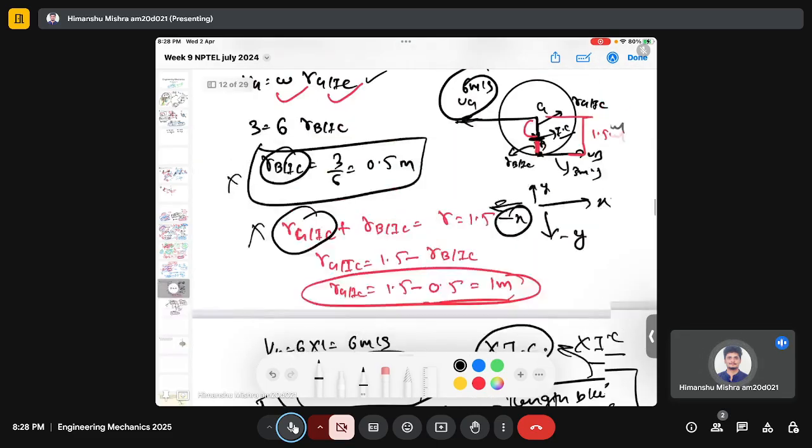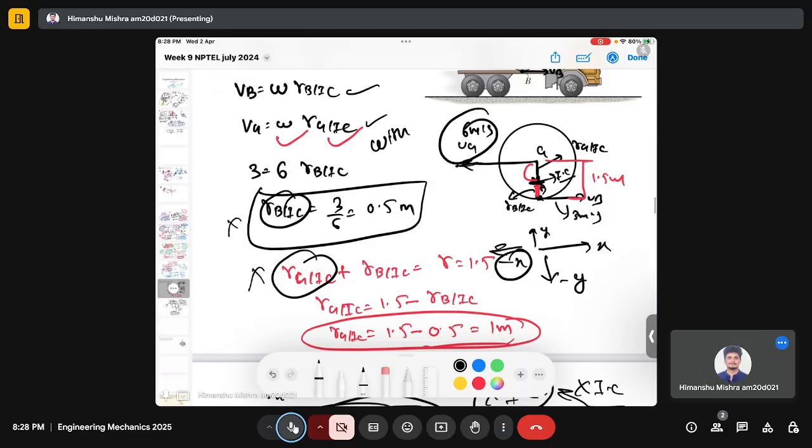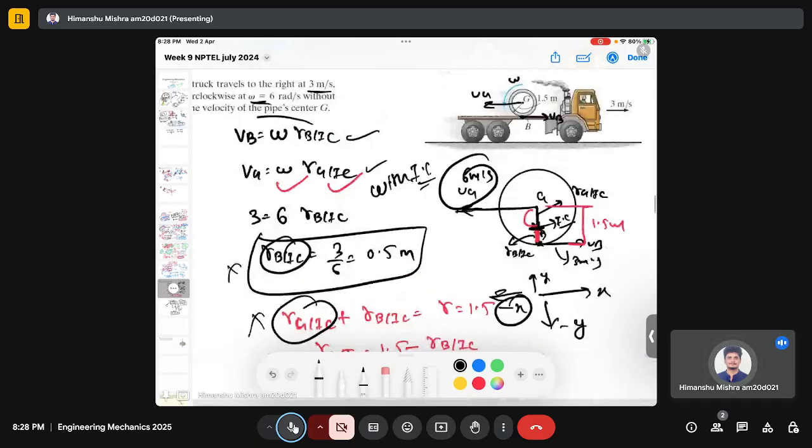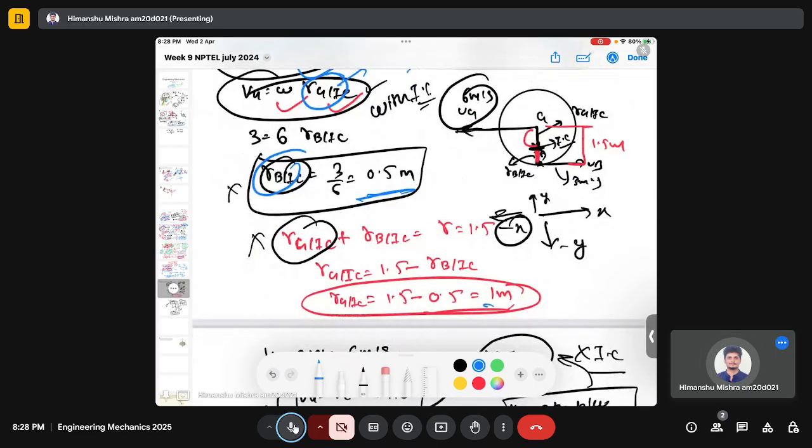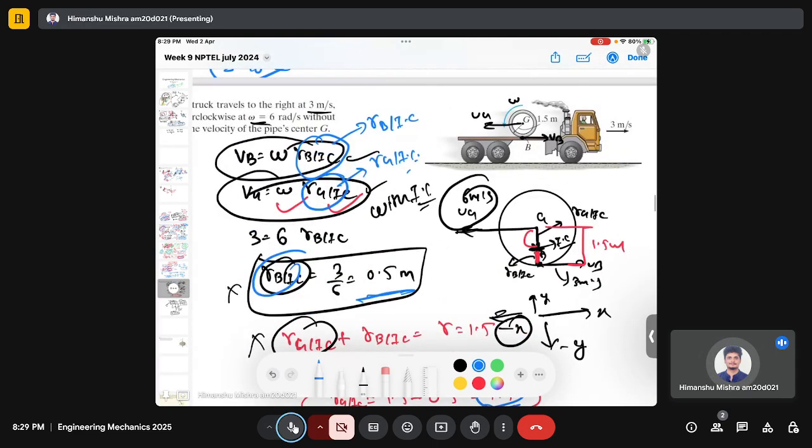But when we use the instantaneous method, we only use this relation and this relation. The major part is we need to identify the position vector, which is not a length between B and G, but it is the length between B and instantaneous center. This is the length between G and instantaneous center. So first we figure out these two quantities. Rb with respect to IC is 0.5 and Rg with respect to IC is 1. Once we figure out this quantity, we just use this relation to find the answer.